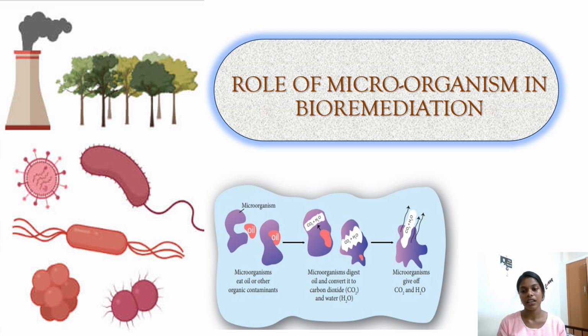Here in the picture itself, it shows how microorganisms clear oil spilling or oil contamination in a contaminated area. It just shows that it engulfs the oil or other organic matter. Then it digests it using its mechanism, converting it into harmless carbon dioxide and water. Then it releases the harmless compounds, carbon dioxide and water.